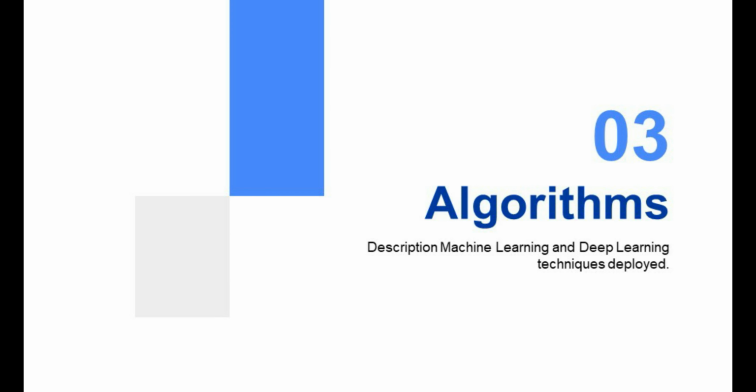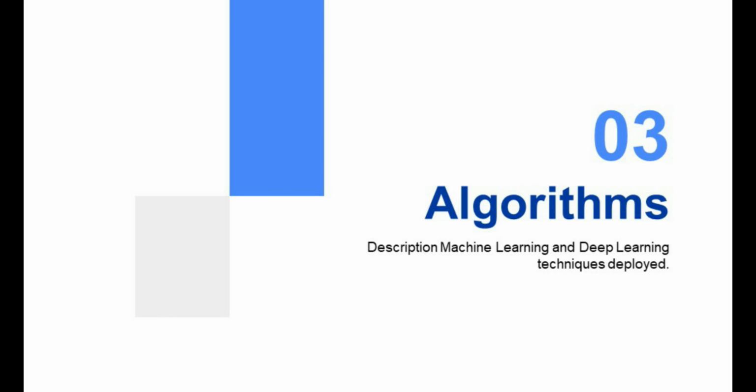Let's quickly move on to know more about the algorithms deployed in facial emotion recognition systems. Mainly, two types of algorithms are deployed here. The first one is the machine learning algorithm. It is an application of artificial intelligence that includes algorithms that parse data, learn from the data, and then apply what they have learned to make informed decisions.